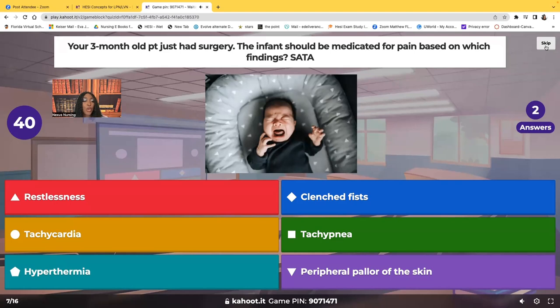So your three-month-old infant just had surgery. They should be medicated for pain based on which findings? Here are your choices. Restlessness, clenched fist, tachycardia, tachypnea, hyperthermia, peripheral pallor of the skin.